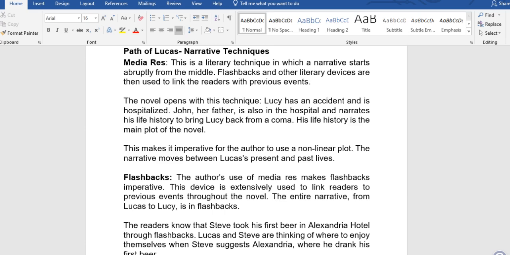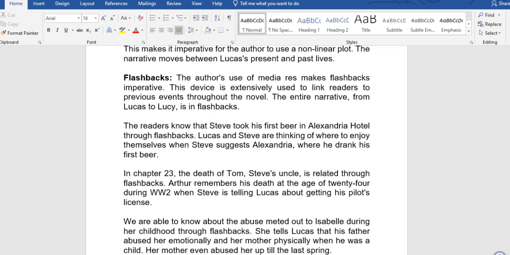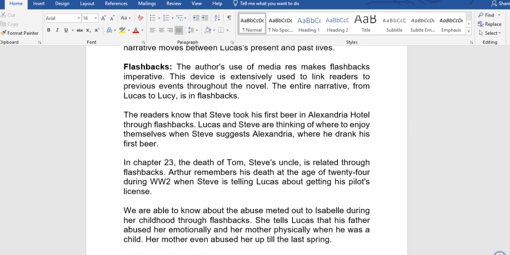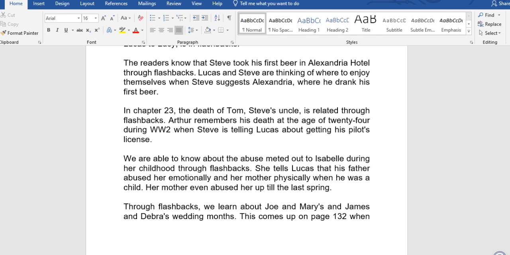Now, the next one is flashbacks. The author's use of in medias res makes flashback imperative also. This device is extensively used to link readers to previous events throughout the novel. The entire narrative from Lucas to Lucy is in flashbacks. The readers know that Steve took his first beer in Alexandria Hotel through flashbacks. Lucas and Steve are thinking of where to enjoy themselves when Steve suggests Alexandria, where he drank his first beer.